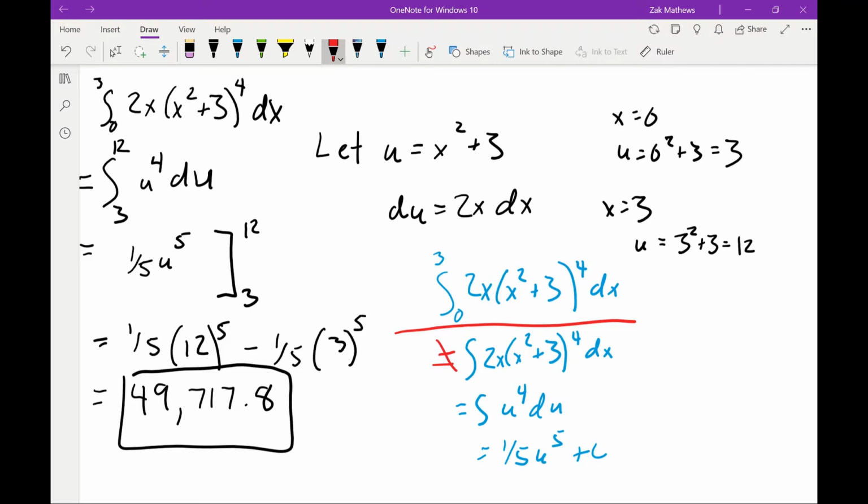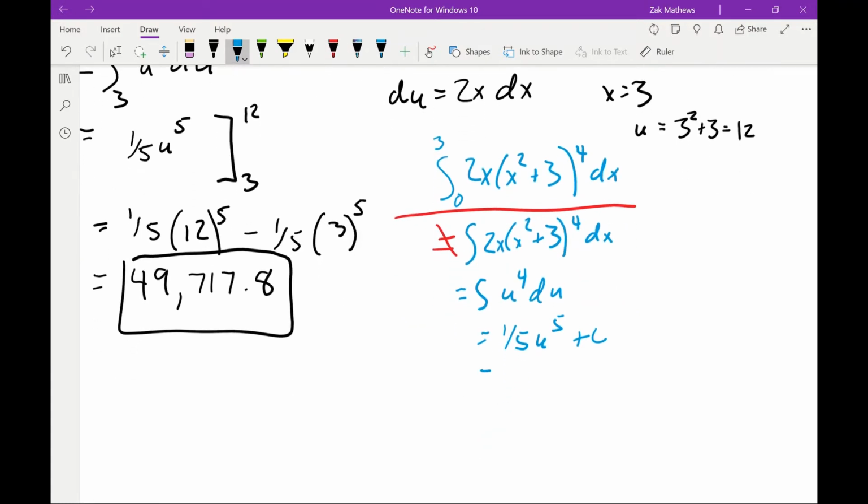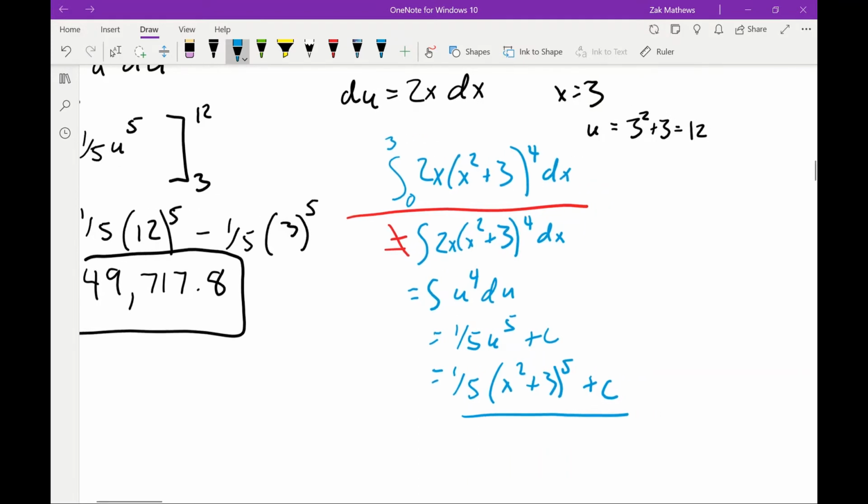And the second I go changing over to u's, if I have not changed those upper and lower limits, I've got to take that u and switch it back. I've got to plug that x squared back in for my u. Plus c, I don't need the dx. And so that is actually my indefinite integral. It's got to have that x plugged back in. I have no choice. I have to do that on the indefinites. And now that I have that indefinite integral, I'm going to use that to solve my definite integral.